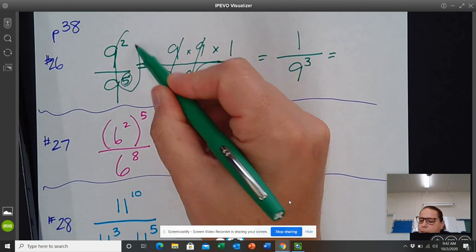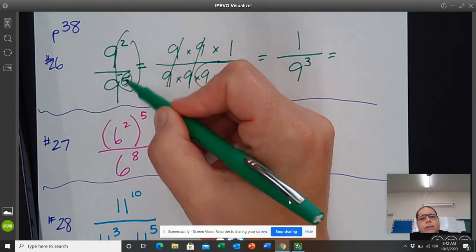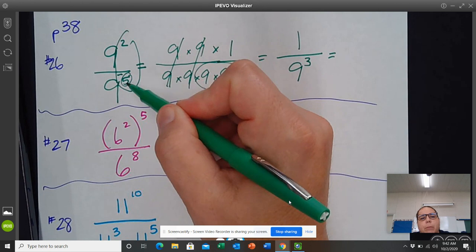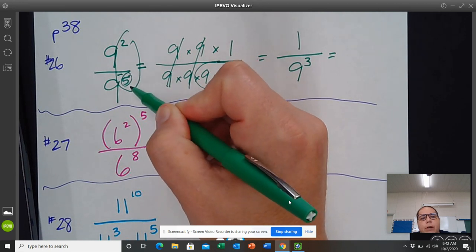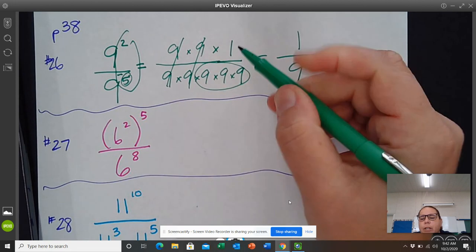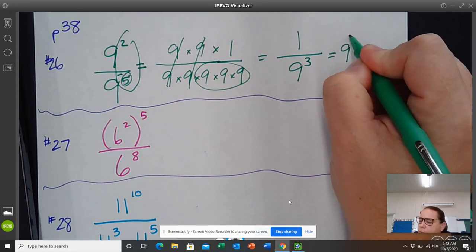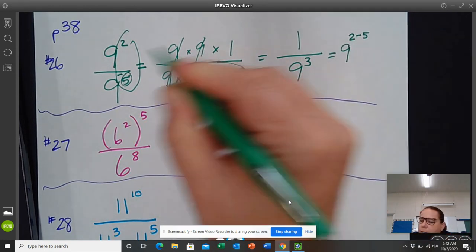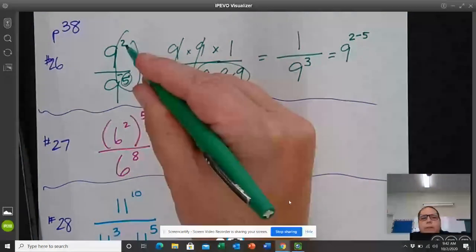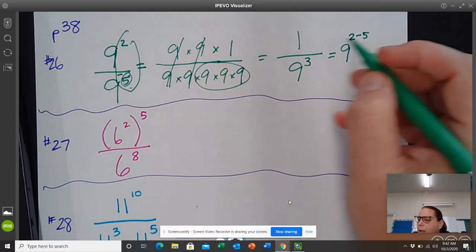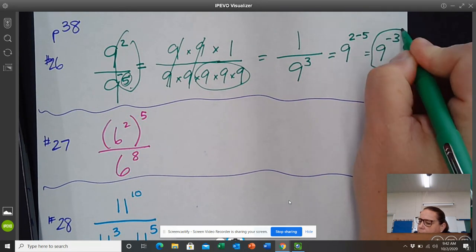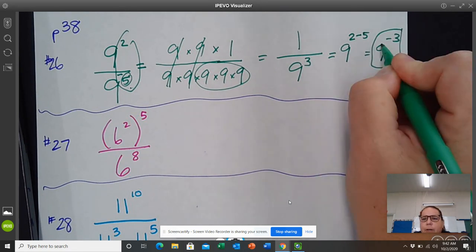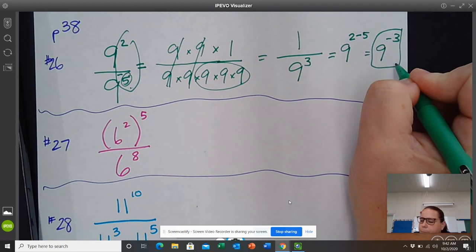So if we're going to subtract these two, yes, you could subtract 5 minus 2, but remember the majority of the 9s, most of them, are in the denominator. So what you're going to have is actually 2 minus 5. So it's the top and then subtract the bottom. And so then this is to the -3, because this is in the denominator, this is 9 to the -3.